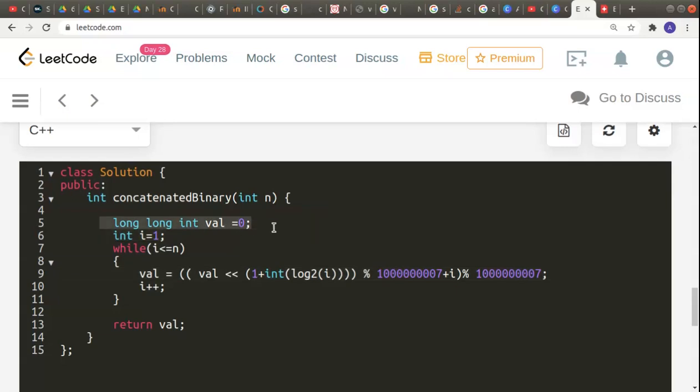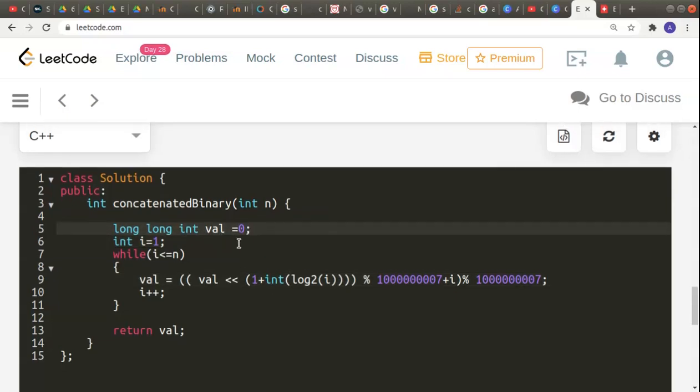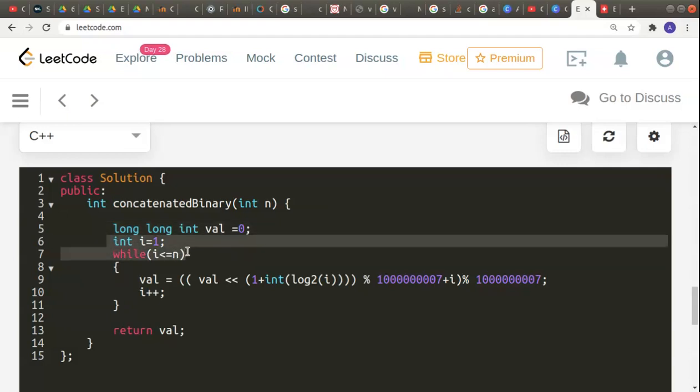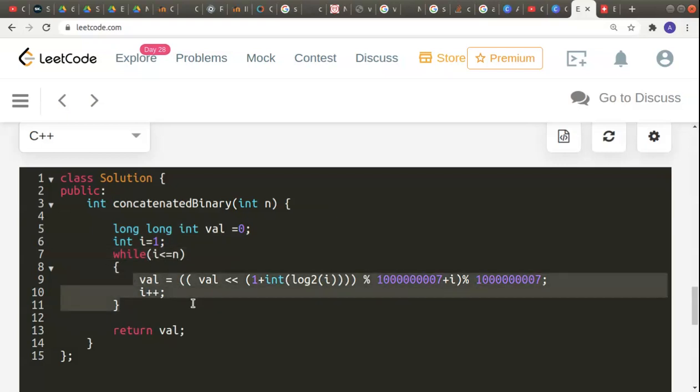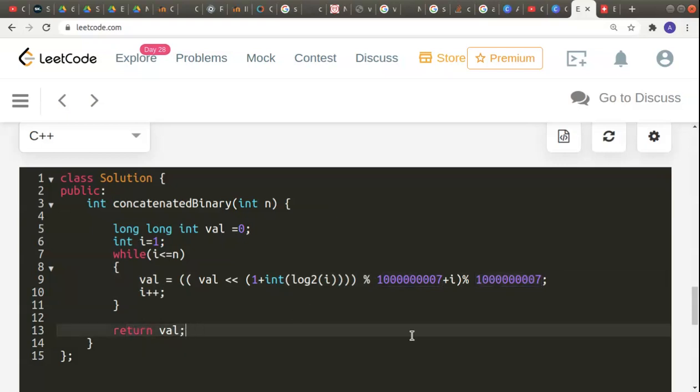So basically we have declared a long int val which is equal to 0, and then we have taken an int i equal to 1, and then while i is less than or equal to n, that is what we have done. Value is equal to value shifted bitwise using the bitwise shift operator, and finally I have taken the modulo at each step because the number may become too large, and then I have finally returned the value. So this is the logic of the code. Thank you.